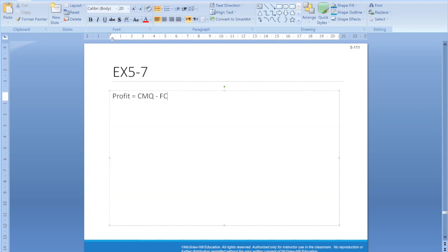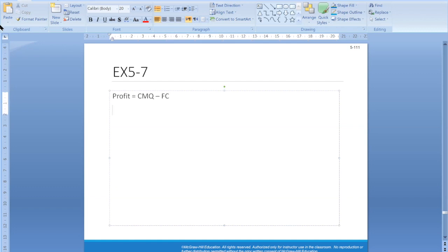If you remember from the beginning, the total contribution margin means the sales minus the total variable cost. We can say Q times price, which represents the sales, minus Q times V, which represents the total variable cost. P minus V refers to the contribution margin. So we can say Q multiplied by CM, the contribution margin, all minus the fixed cost is equal to the profit. Okay.